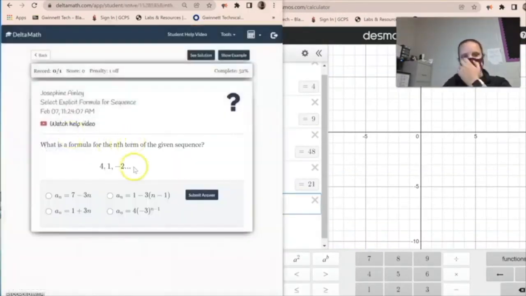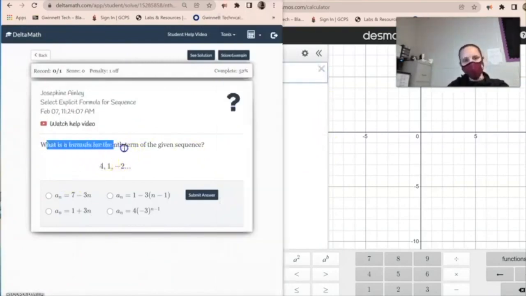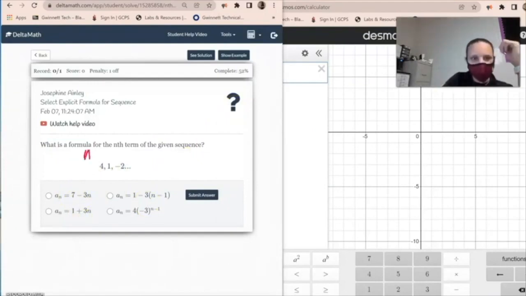All right, select an explicit formula. So remember we talked about how we're just going to use the multiple choice. These are test-taking skills. We're just going to use the multiple choice to see what it is instead of doing it from scratch. So the question is, what is the formula for the nth term of the given sequence? So these are all the different formulas. The thing to remember about these formulas is that n is the number of terms. So this one is the first term, this one is the second, this one is the third, et cetera, right? So when n is 1, when I put 1 there, will the term that I get out be 4? So if I put 1 where I see n, will it be 4?